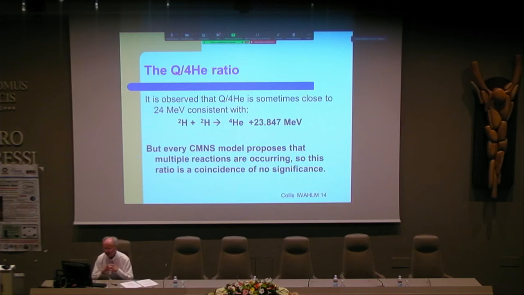And this would only be significant if only one reaction were occurring. So if there were some reactions, for example, in the light hydrogen system, which were not using deuterium, these would interfere. So I don't think the heat-helium ratio is at all significant. We expect multiple reactions. We almost certainly do get them because the Iwamura-type fusions, for example, are an example. We don't expect, in any circumstances, a 24 MeV ratio.